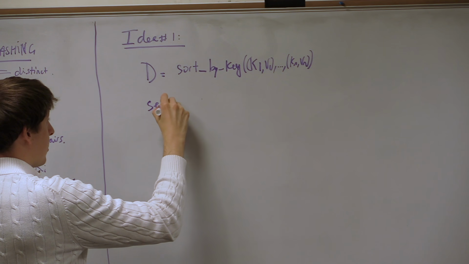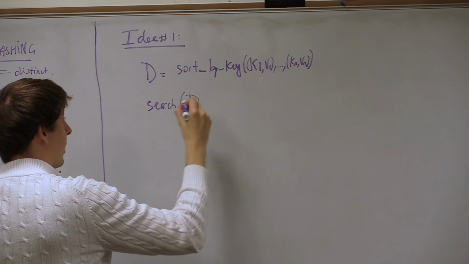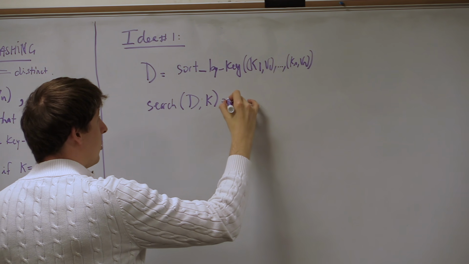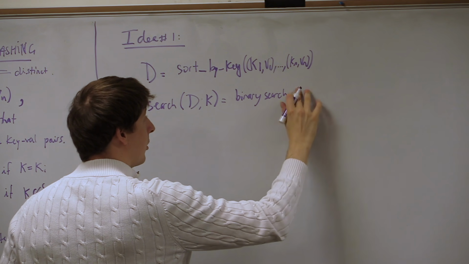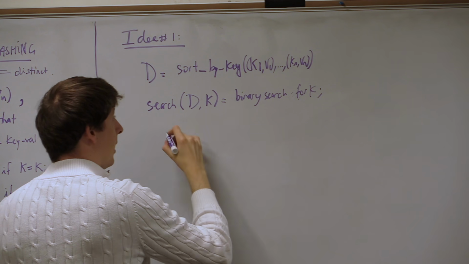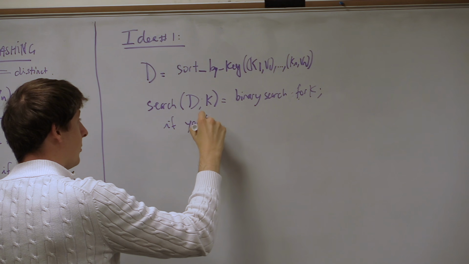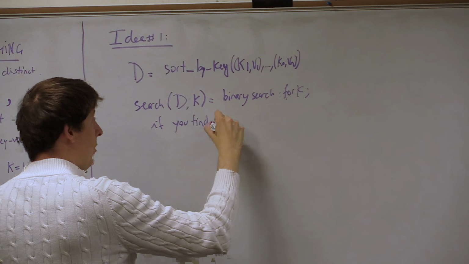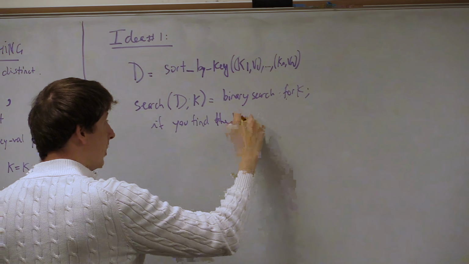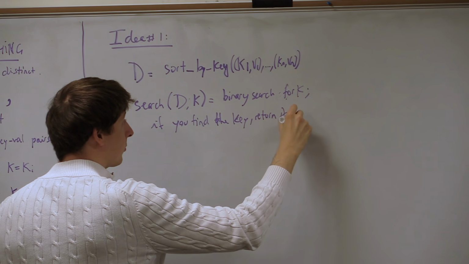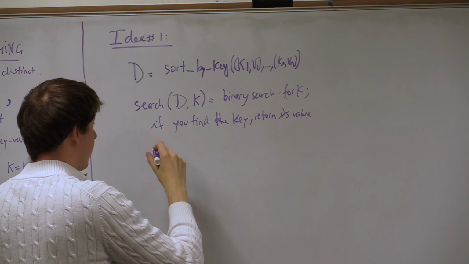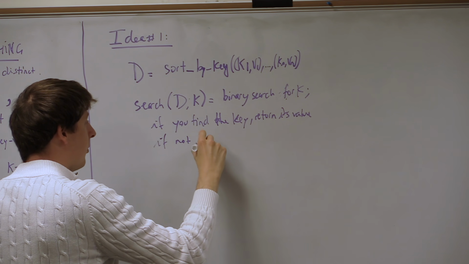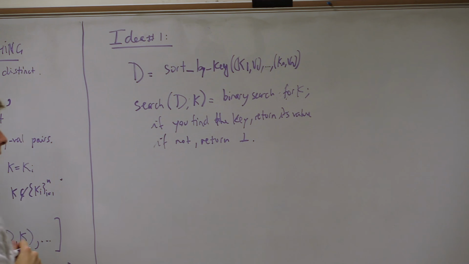Then, when you search the data structure for a particular key k, you're going to binary search for k. If you find the key, return its value. Because the list has been sorted, by binary searching you will either find something or nothing. If you find something, you will return its value. If not, we can return that we didn't find it.